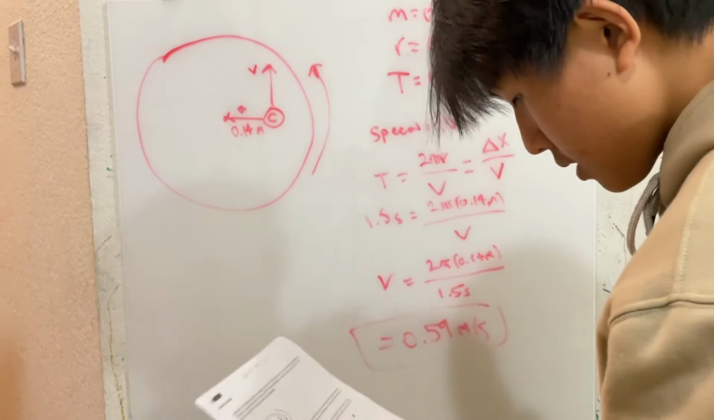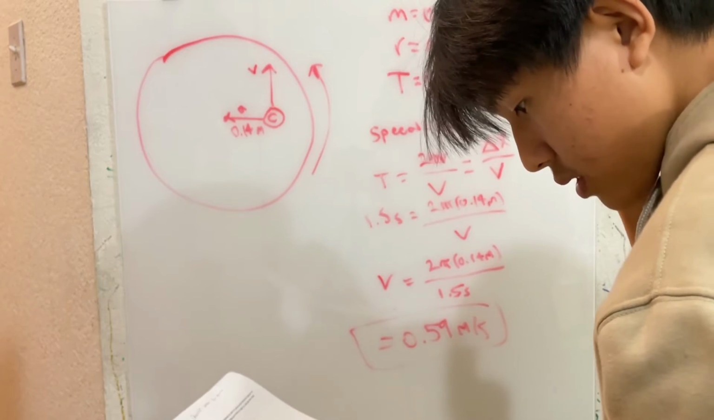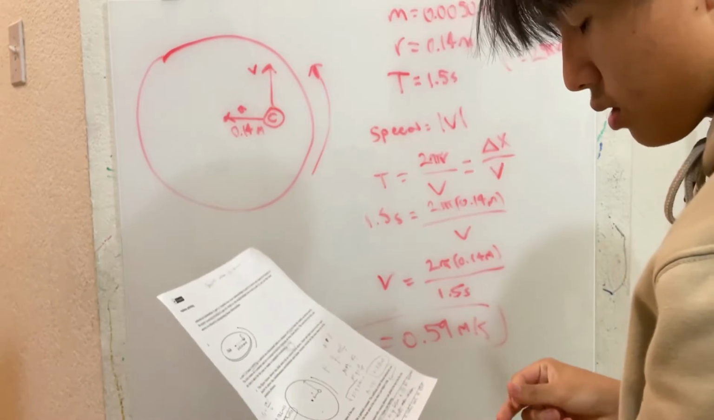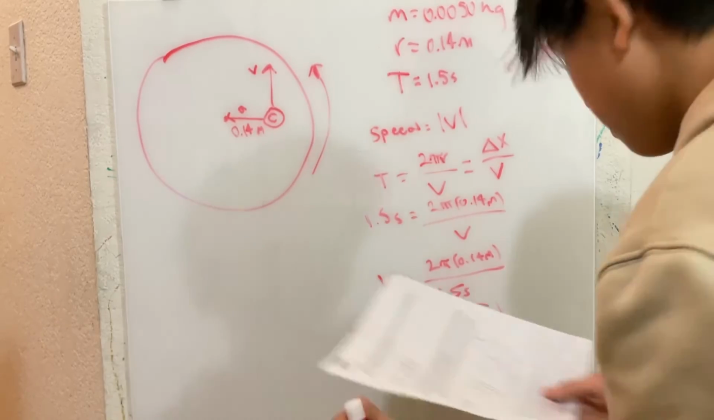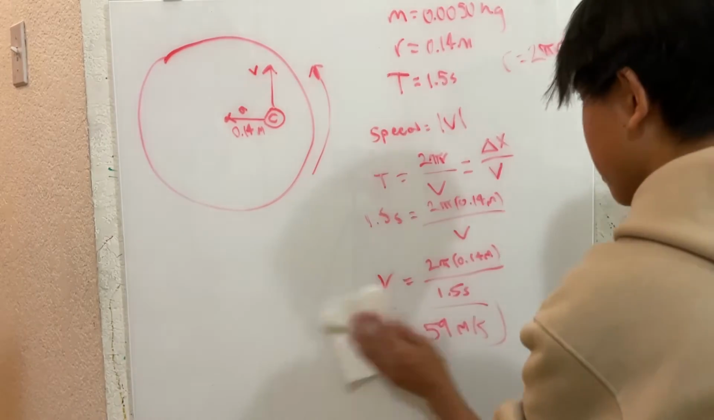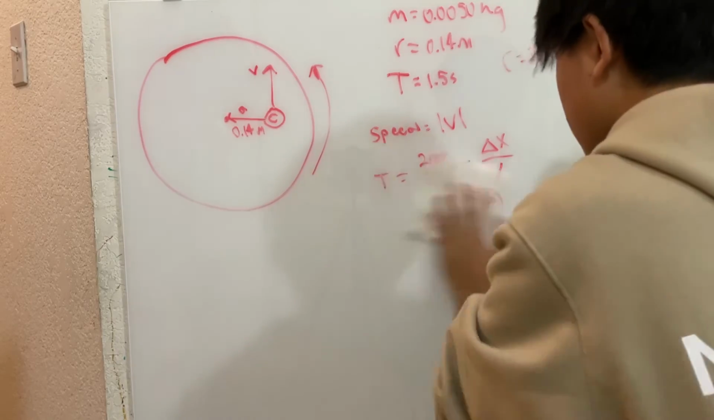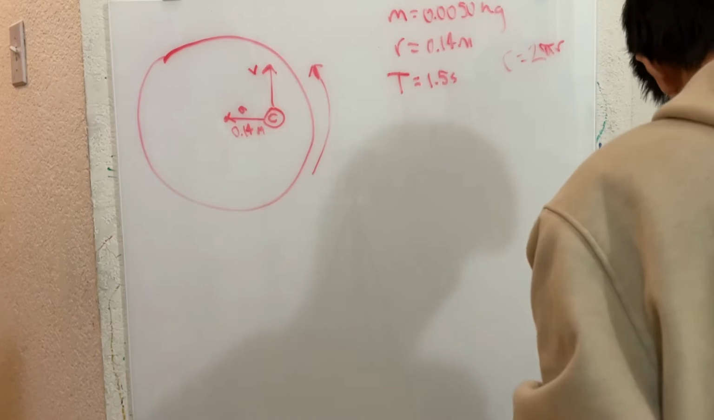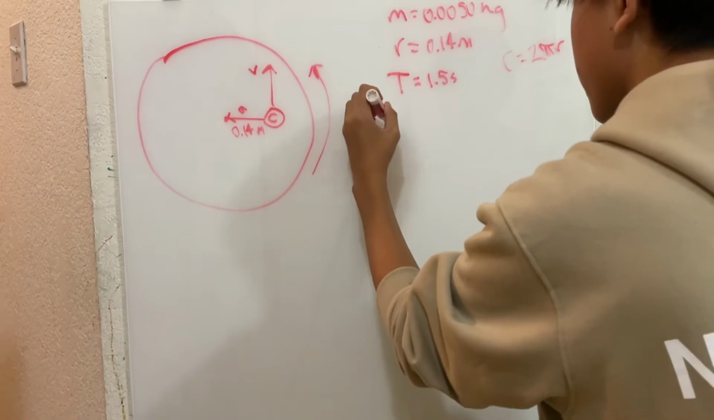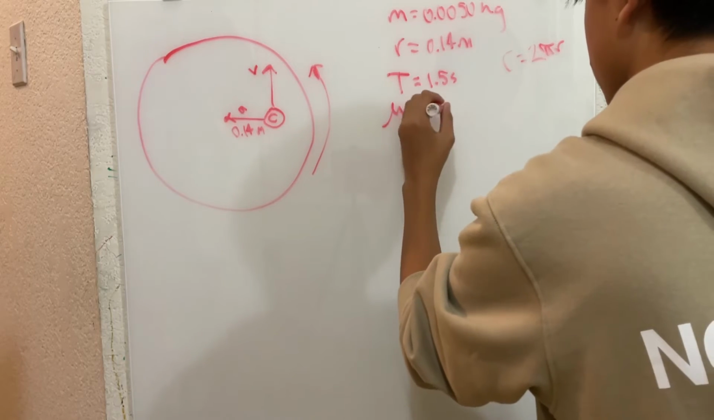Part C says the rate of rotation of the disc is gradually increased. The coefficient of static friction between the coin and the disc is 0.5. Determine the linear speed of the coin when it just begins to slip. So now we are given the coefficient of static friction is 0.50.